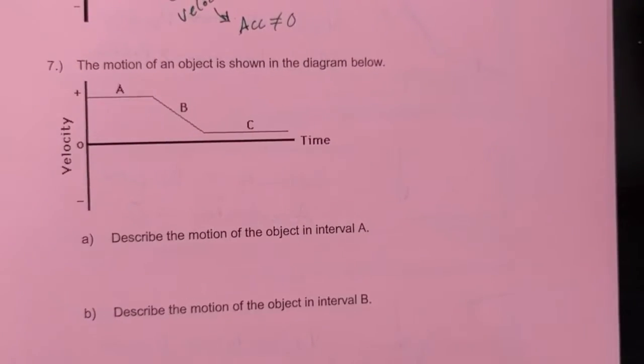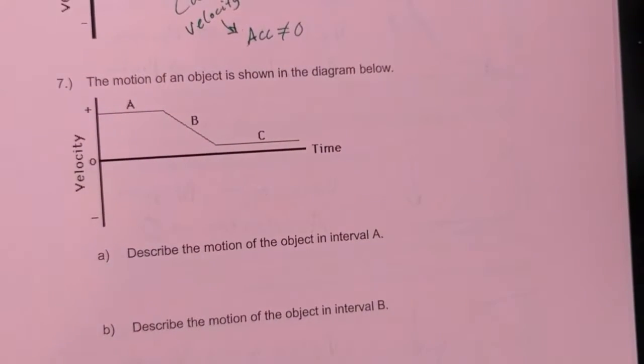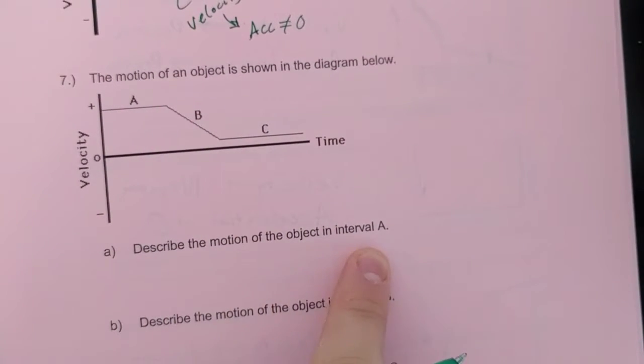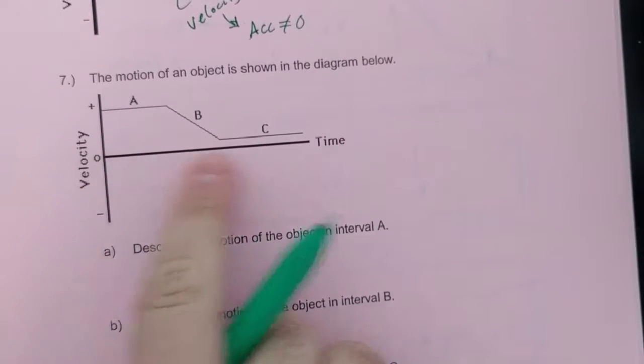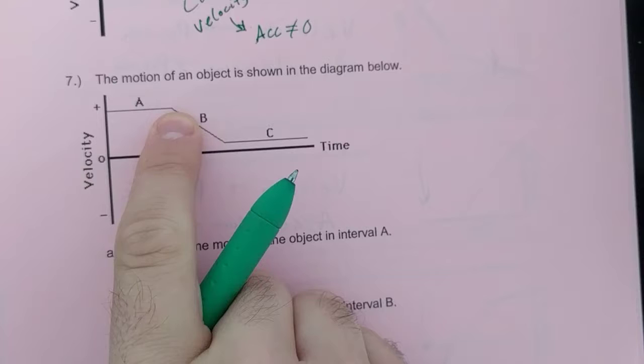Number 7, we got somewhat of a piecewise graph here. 3 separate sections, A, B, and C. They represent different parts of the motion of the object. A says describe the motion of the object in interval A. This is a velocity time graph. Do not forget that. Part A, we have a constant velocity.